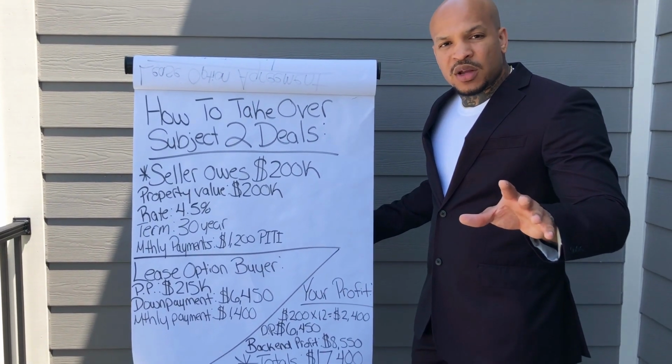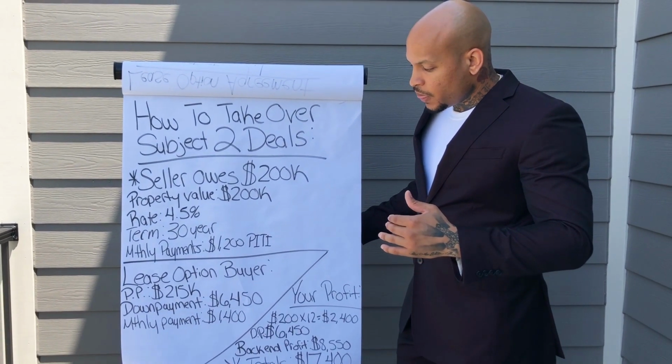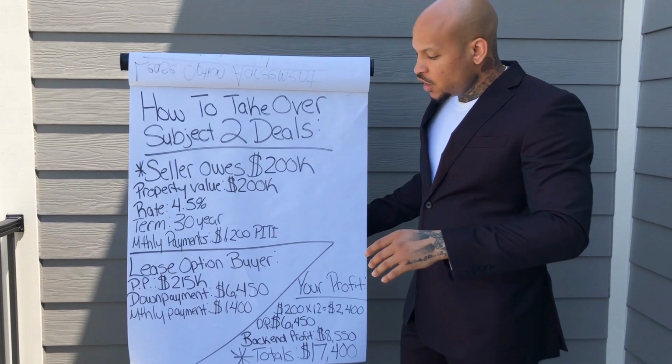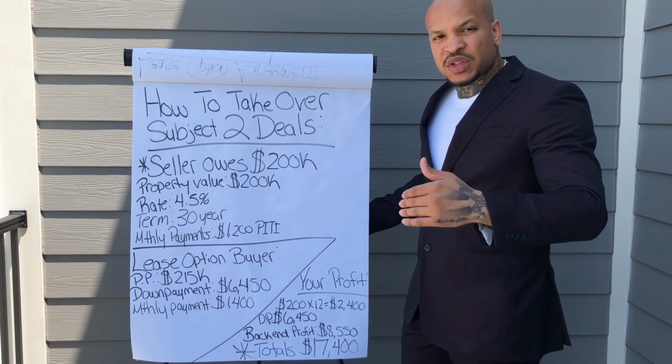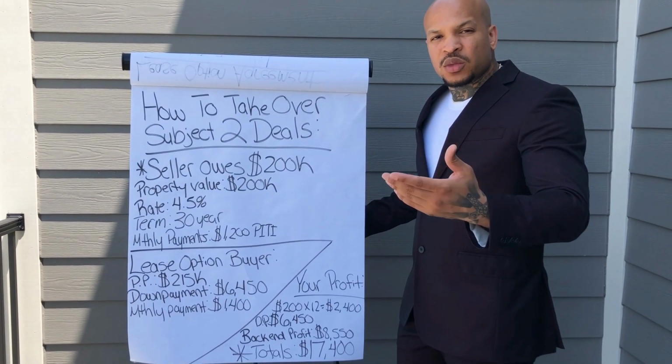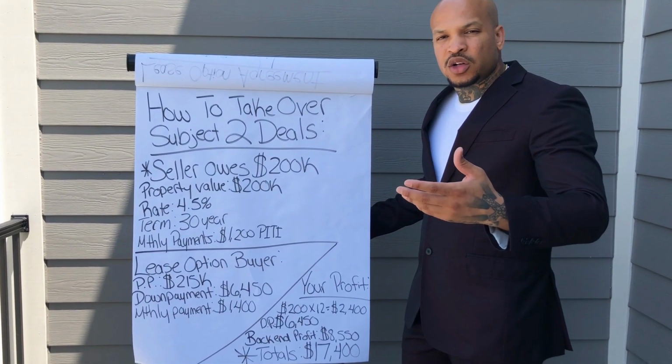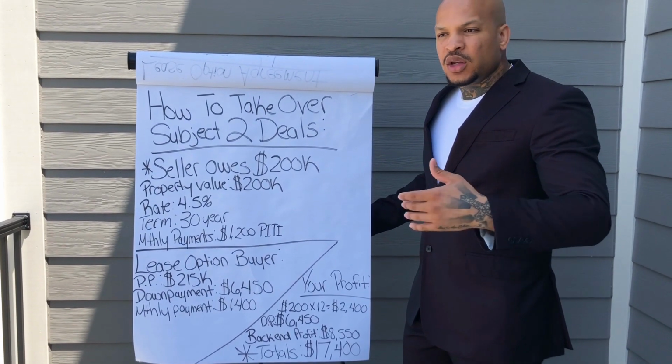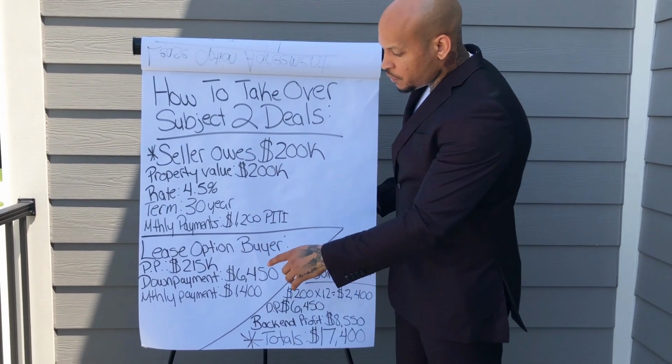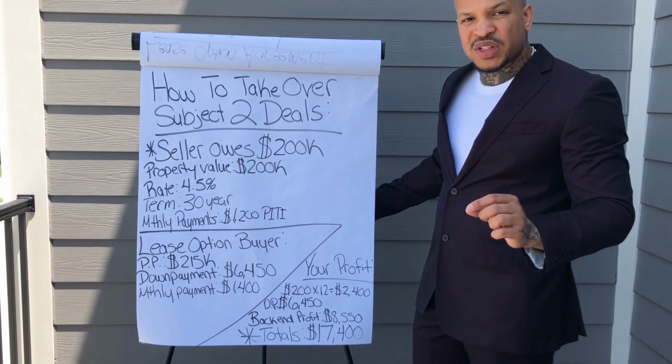Depending on what market you're in, if the market is steady on housing, you can charge anywhere from 5 to 15% over, because you are dealing with a lease option buyer. It's not like a credit buyer who has good credit, so you can charge a little bit more. So let's say you charge the lease option tenant $215,000.